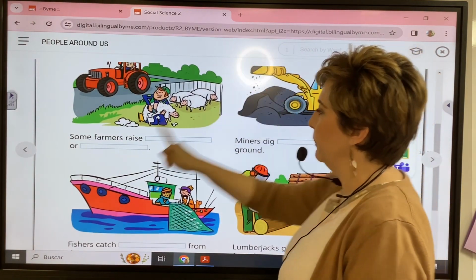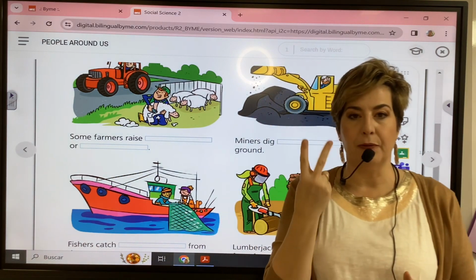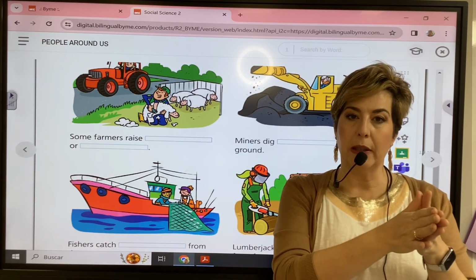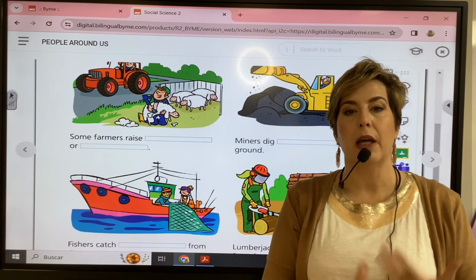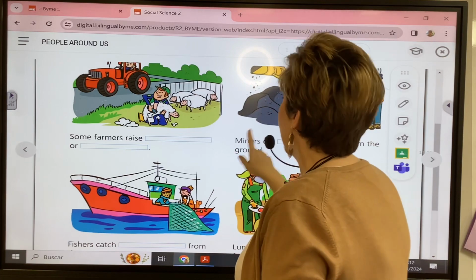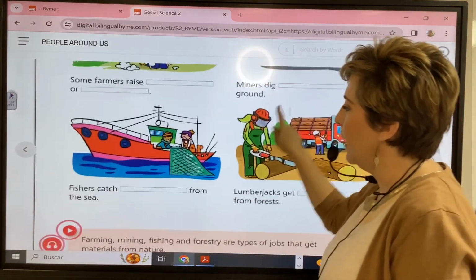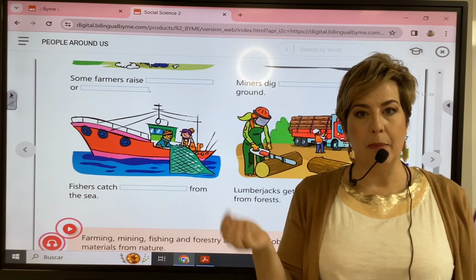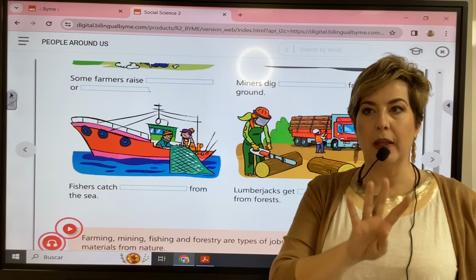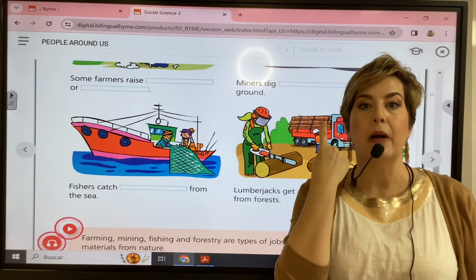The first one, farmers. In Spanish, we have 2 types of farmers, agricultores y ganaderos. But in English, all of them are called farmers. Then we have miners. Then we have fishermen, and then we have lumberjacks. Those are the 4 jobs that we have studied in group number 1.